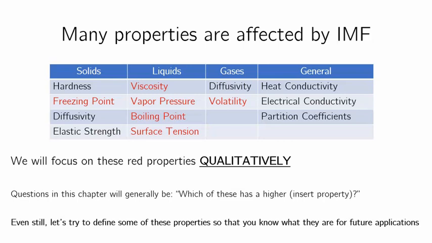The red ones are the ones we're going to focus on the most, but other things are also affected by intermolecular forces. So when you take other classes, you might see elastic strength of materials, or hardness of materials, or conductivities, partition coefficients, diffusivities, a lot of different things. You learn about them and you go through the motions of understanding them, but they have their basis rooted in intermolecular forces. A lot of these are going to be which of these has a higher boiling point, or a higher vapor pressure, whatever. And then hopefully you'll be able to do that.